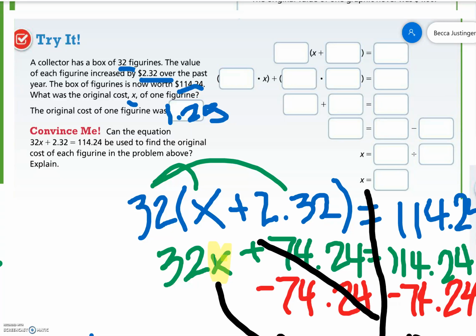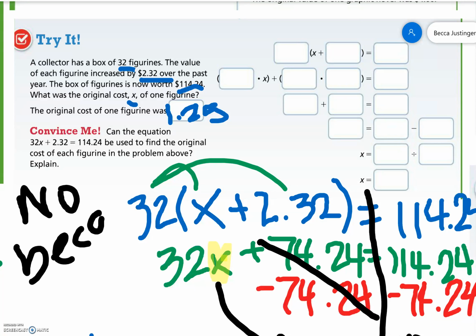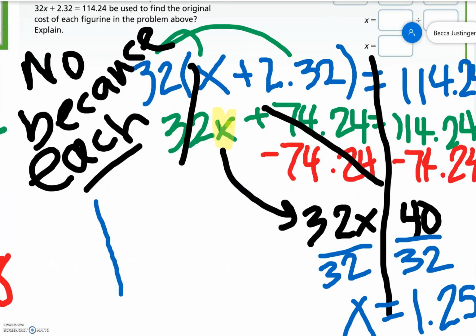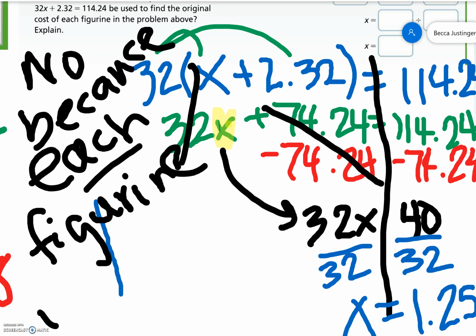Can the equation 32x plus $2.32 equals 114.24 be used to find the original cost of each figurine in the problem above? This is just like that. Explain it in the beginning. No, because each figurine increased, not just one of them.